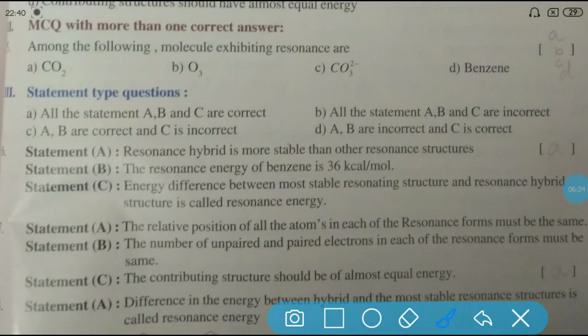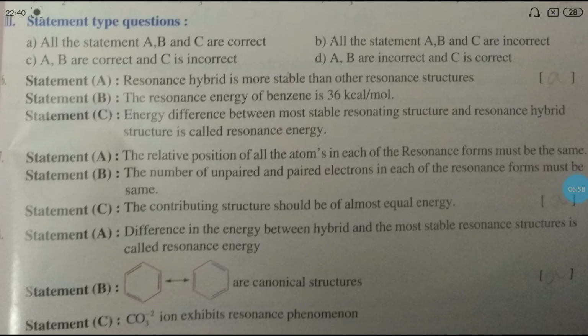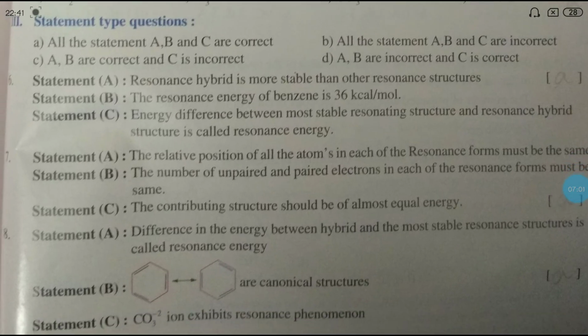The questions here are MCQ with more than one correct answer type. Among the following, molecules exhibiting resonance are... When you check the examples, everything is there in the examples only. CO2 is going to exhibit resonance, O3 is going to exhibit resonance, and CO3 2 minus also is going to exhibit resonance, and benzene, as you all know, obviously, because the first question was related to the resonance energy of benzene, so obviously it should exhibit resonance. Clear?